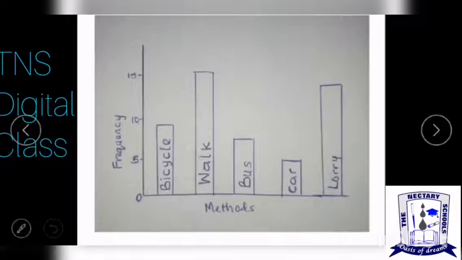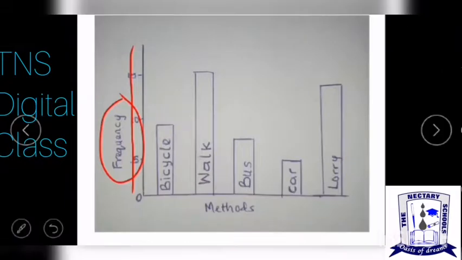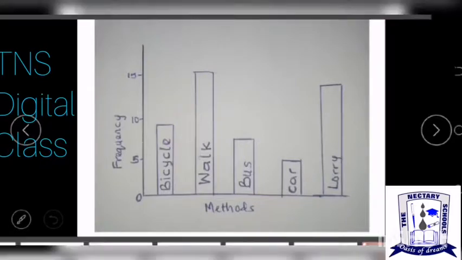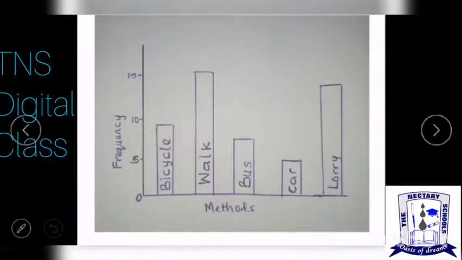On the vertical line, it is represented by frequency. The frequency from the frequency table is on the vertical line of the bar chart. And the method of transport is on the what? Horizontal line. Very good. These are bars. These are bars that represent the method by which those students go to school.